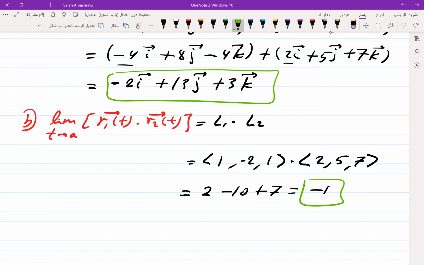So this is the idea of finding the limit for a vector function. We just need to find the limit for each component, or we use the properties to find the limit of a dot product, or a scalar multiplied by the vector function, or a sum or difference between two vector functions.